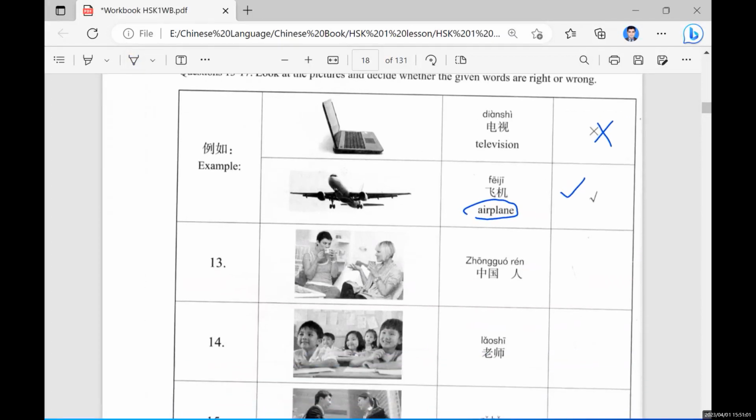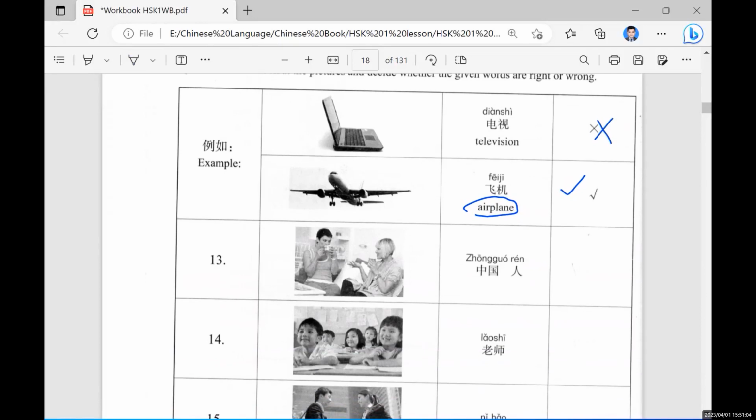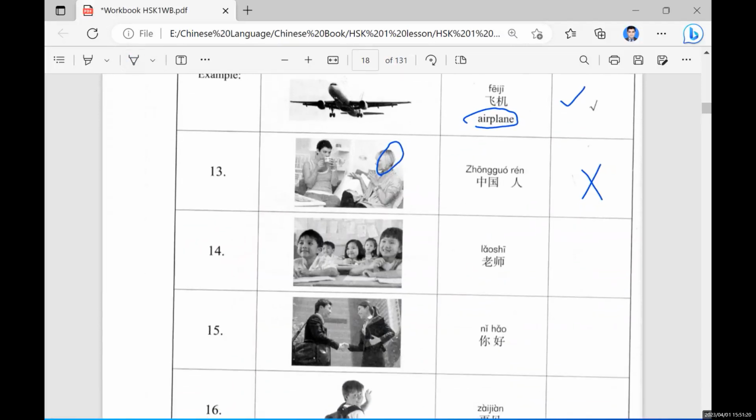So next we have number 13. This is Zhongguoren. Here you can see the hairstyle of a girl. It shows that she looks like an American, so that's why it will be wrong. So next we have number 14. It's Laoshi. Here you can see a number of students. They are students, so we say Xuesheng, but in the word we see Laoshi, so it will be wrong.